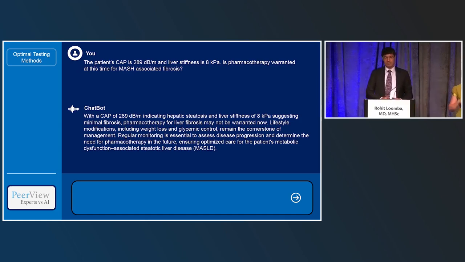So I think this is good. AI says CAP of 289 decibel per minute indicates hepatic steatosis, which is true based upon some of our studies. It corresponds to a PDFF of 5% or higher, which is liver fat content. And liver stiffness of 8 kilopascal is looking at a high likelihood of minimal mild fibrosis.